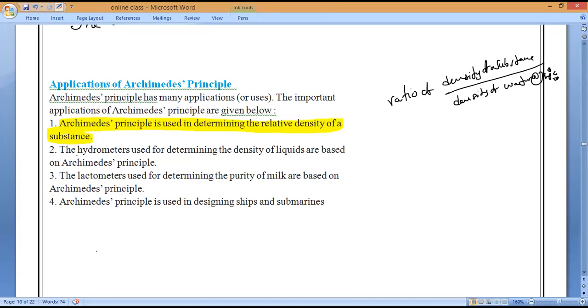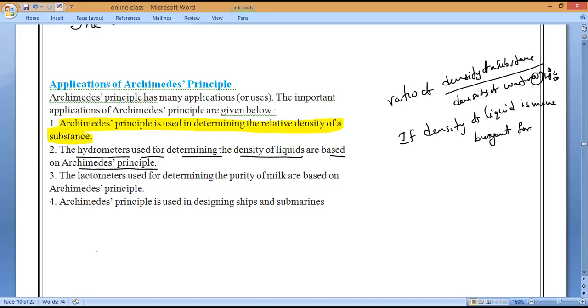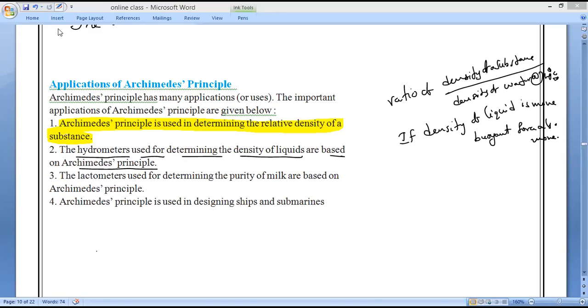Next, hydrometers. The hydrometers we use for determining the density of liquids are based on Archimedes principle only. That is why I said if the density of the liquid is greater, the buoyancy force is more. Buoyant force is also more. So what is the instrument we use to measure liquid density?